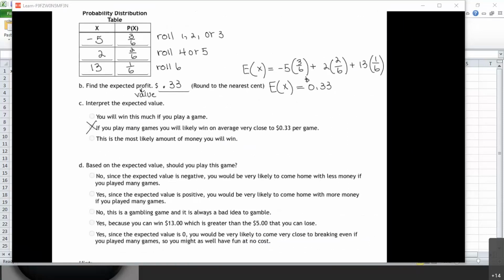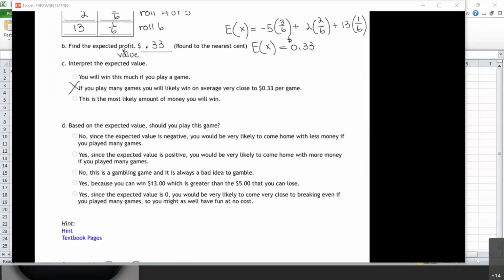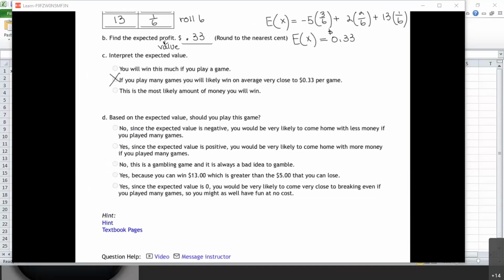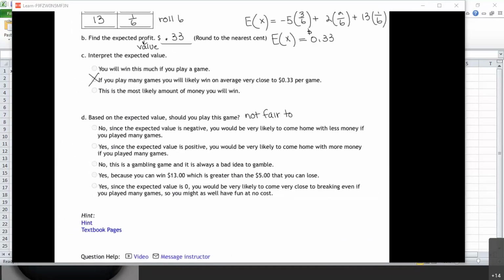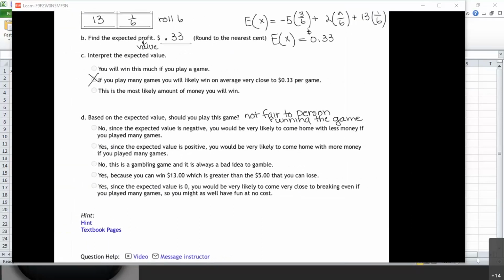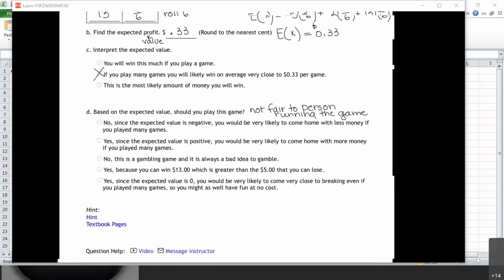Based on the expected value, should you play this game? Again, this is kind of opinion, but it's asking you to interpret what the expected value means to you. And I would say, well, it's not a fair game, but it's not fair to the person running the game, because eventually the person running the game will be out of money, particularly if word gets around that this game has a positive expected value for the player.